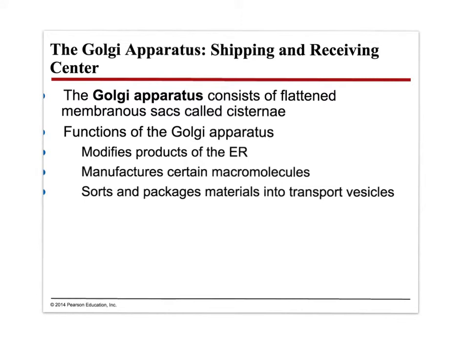All right. The Golgi will manufacture certain macromolecules, but that is a very small, insignificant function that it does. But really, the main part is this. It sorts and packages materials into the transport vesicles, which then will be pushed out of the cell or to the plasma membrane, wherever it might be.